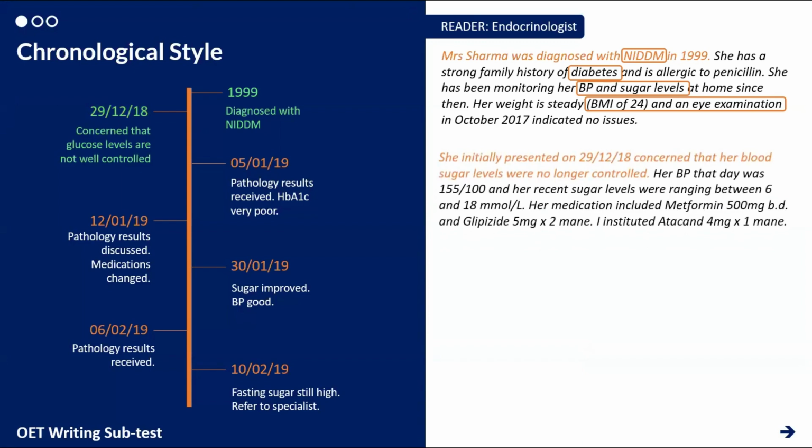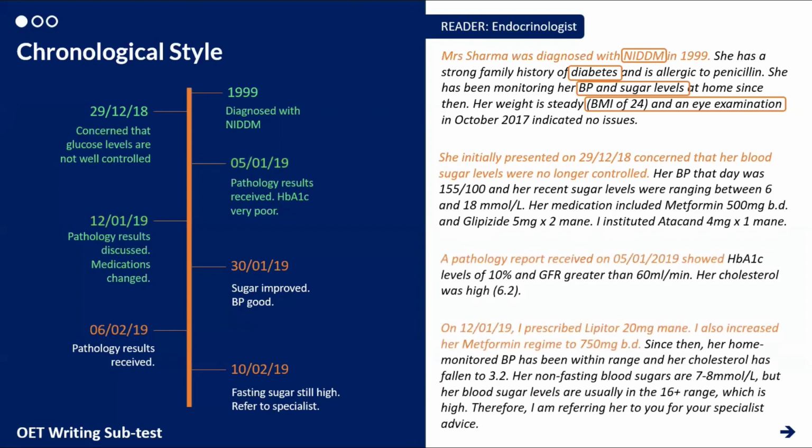Then our next paragraph includes the visit in 2018 and the relevant information to a high sugar level, which is the BP readings for that day, the sugar level readings, and the medication. This is followed by the pathology report and the discussion in January, plus the medication changes. Then we inform that because of these, sugar and BP improved. Unfortunately, further testing results show the fasting sugar is still a concern. And we then decided to refer the patient to a specialist.